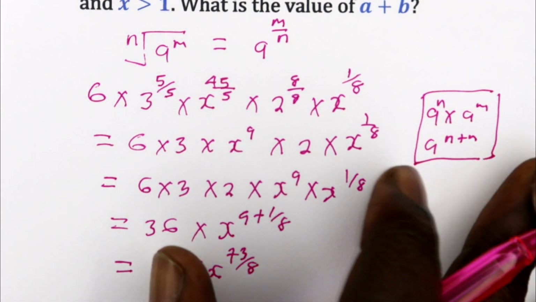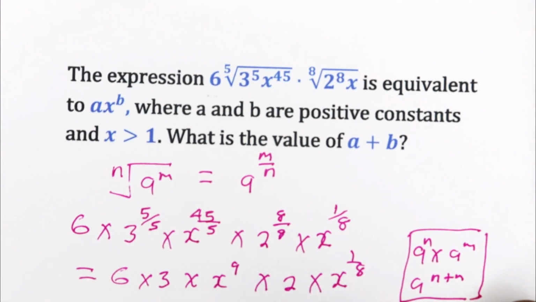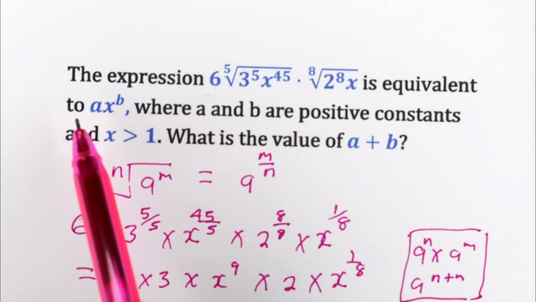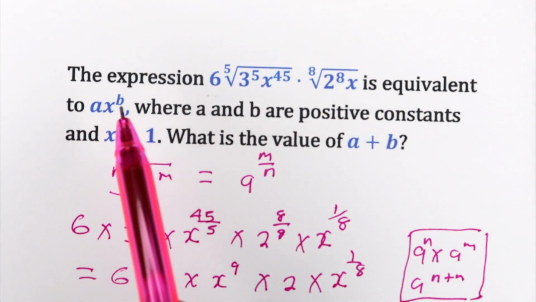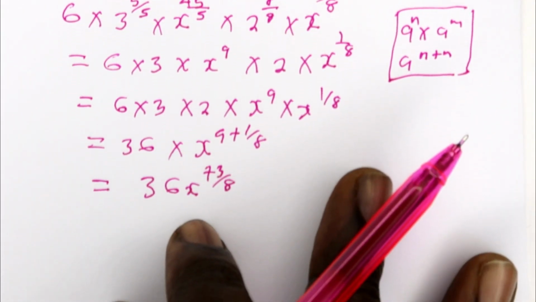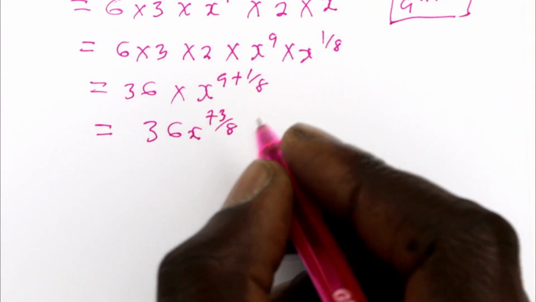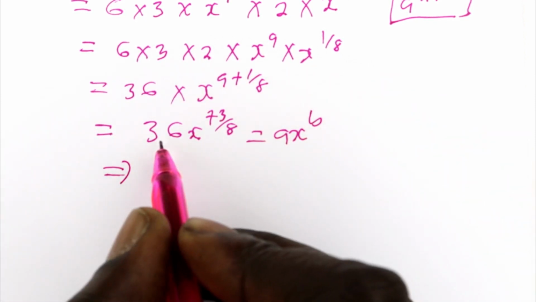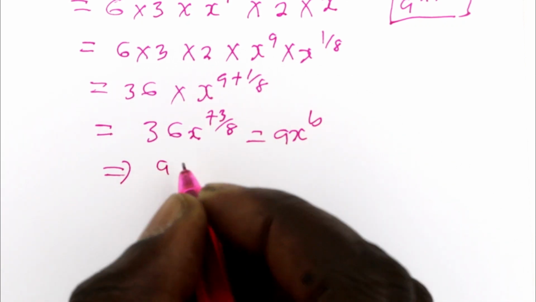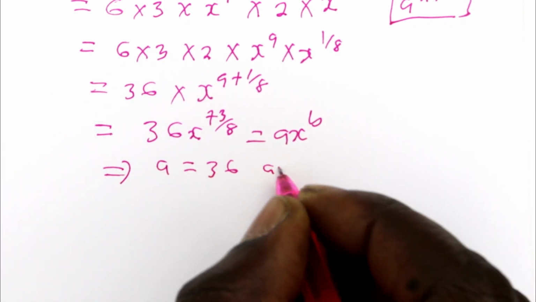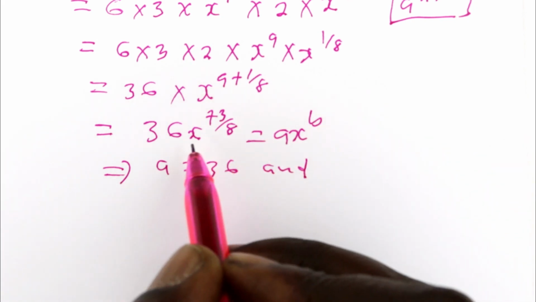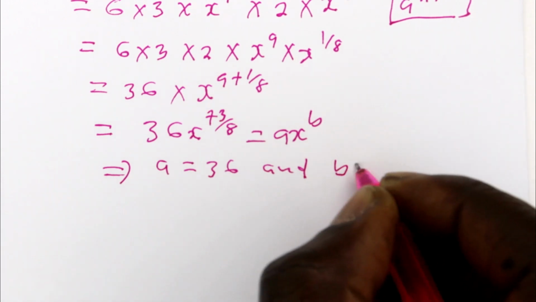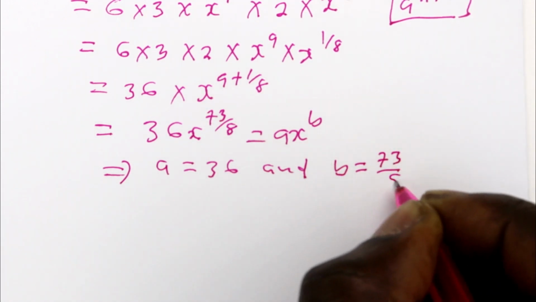And remember, the equation was for us to find a plus b. And this particular expression is equivalent to a x raised to power b. So we just equate these to a x power b. When we do that, it is clear that a and 36 are equivalent. So a is equal to 36, and the bases are the same. That is x and x are the same. So it means the powers are also the same. It means b is equivalent to 73 over 8.